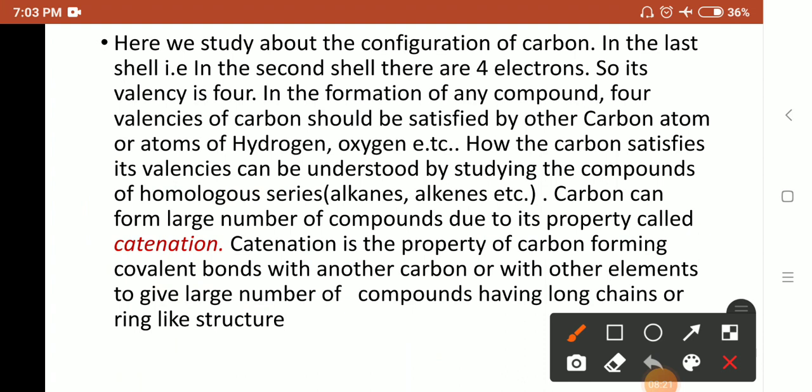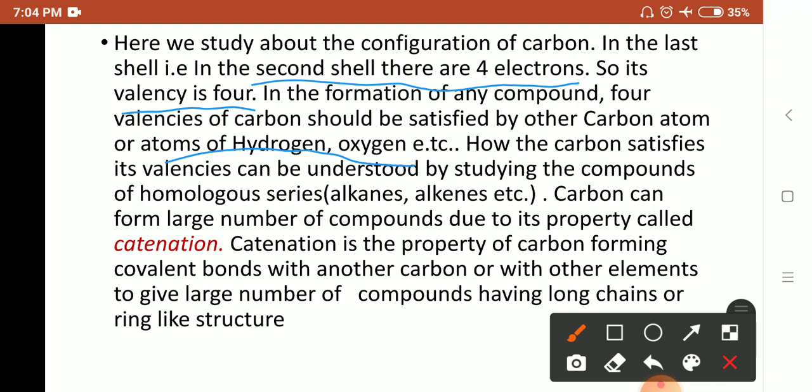In the last shell, that is the second shell, 4 electrons are there. So its valency is 4. In the formation of any compound, the 4 valencies of carbon should be satisfied by other carbon atoms or atoms of hydrogen or oxygen. So valency of carbon is 4 means 4 electrons are there, and for the formation of one bond, 2 electrons are required.